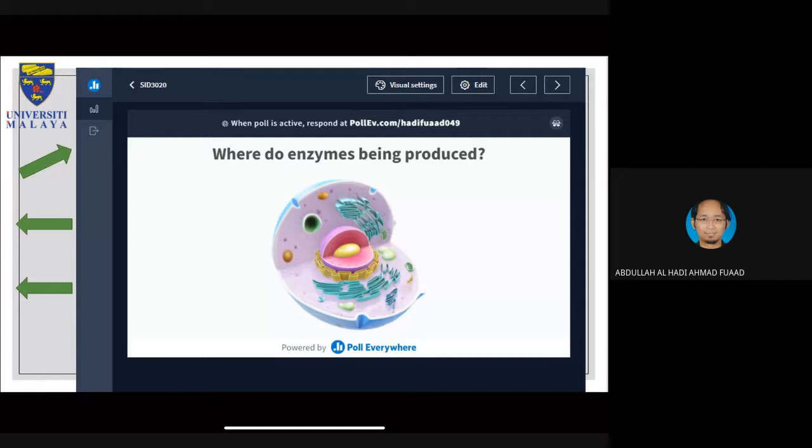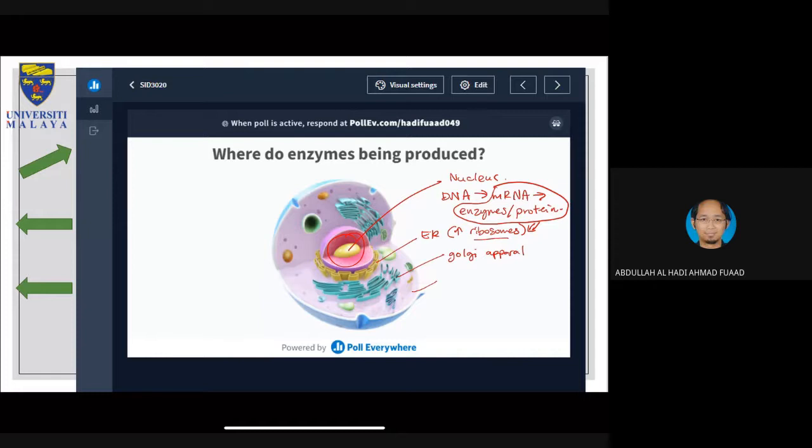Okay, so the correct answer is either here or here. Okay, if there's an option for your cytoplasm, then I will still accept it. Right. So this is the nucleus, whereby DNA information is being converted into mRNA. And mRNA we convert into enzymes or protein. Okay, this is the endoplasmic reticulum where it contains a high number of ribosomes. Okay, and ribosomes convert this mRNA into protein. Okay, and then this one is the Golgi, where it does post-translational modification.